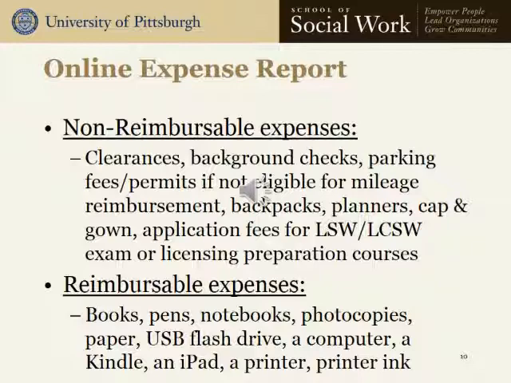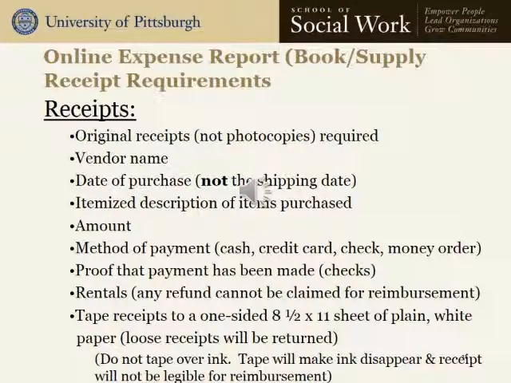Receipts for book and supply allowance. When you turn in your receipts, the receipts must be original. Photocopies are not acceptable. Receipts must have the following information: the vendor's name, the date of purchase, not the shipping date or arrival date, but the actual date that you purchased the item, the itemized description of the items purchased, the amount of the item, and how the item was paid for.